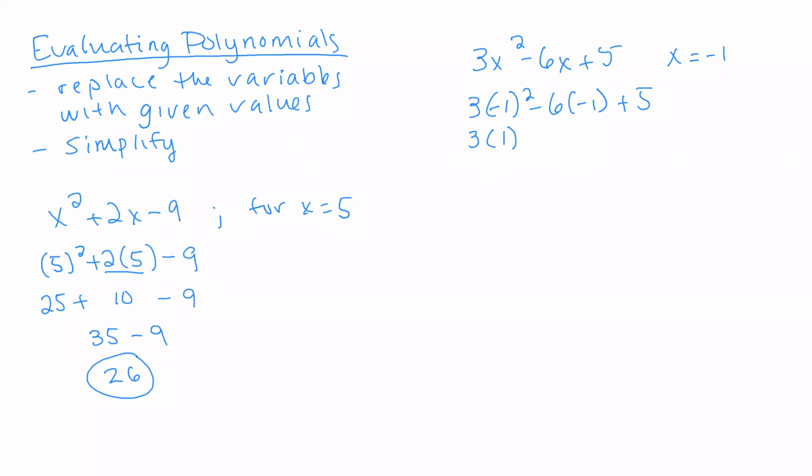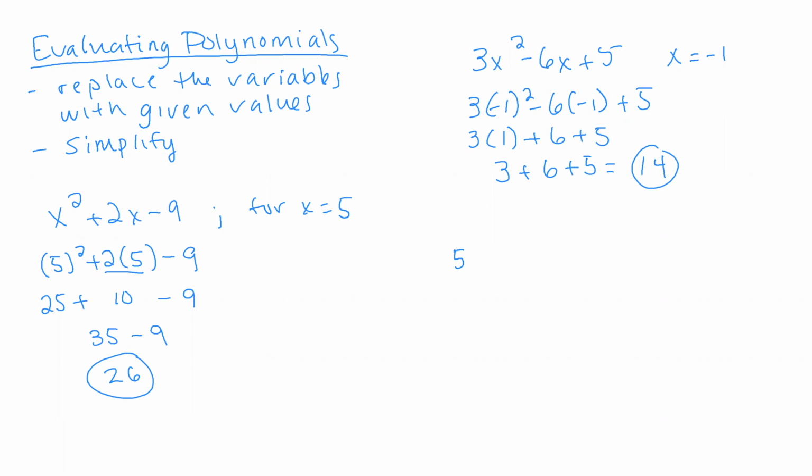Now, -6 times -1 is going to be +6, and then we just drop down the plus 5. Well, 3 times +1 is 3. So what I really have is 3 plus 6 plus 5. Well, 3 plus 6 is 9. 9 plus 5 is 14. And that's it. Let's try, I guess, just one more.